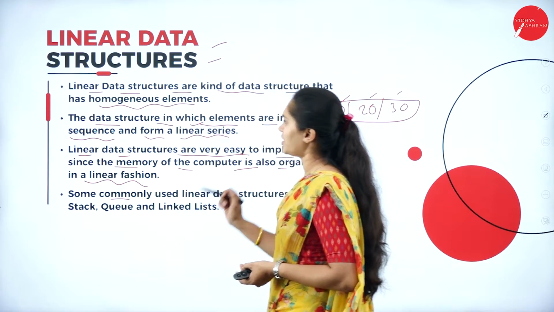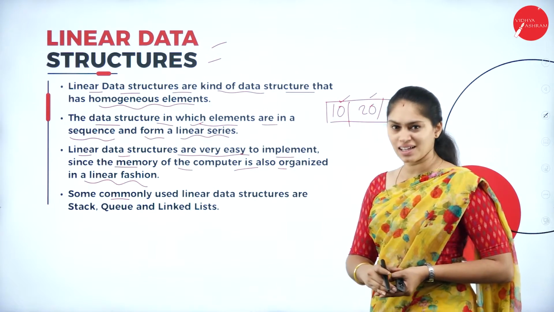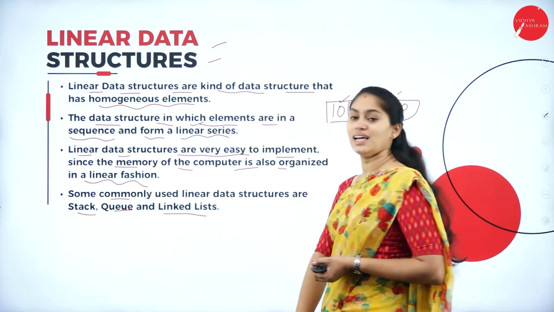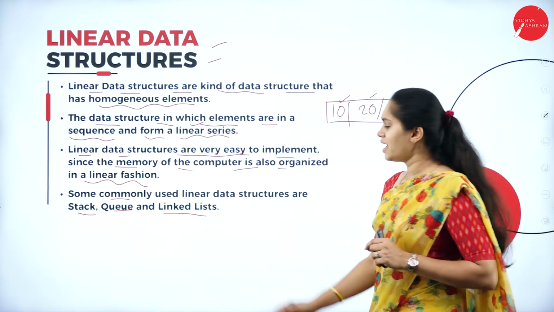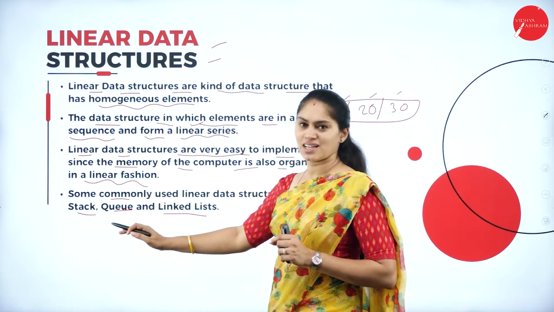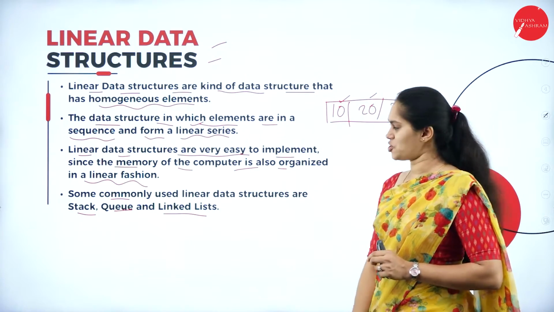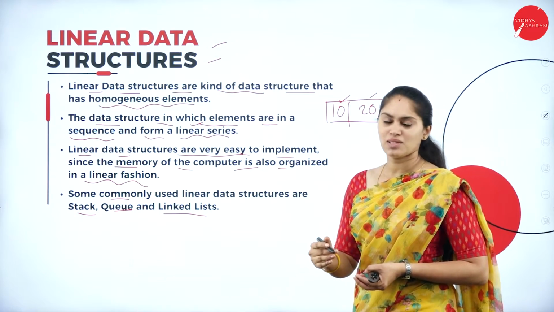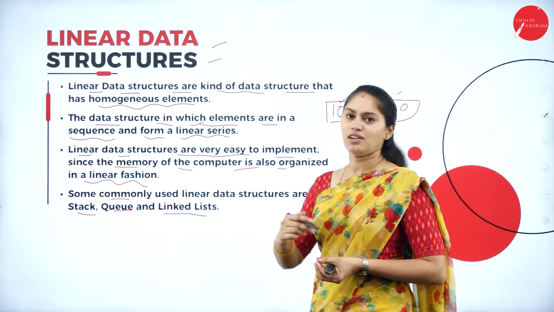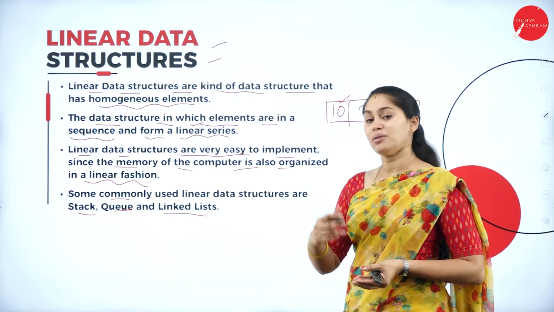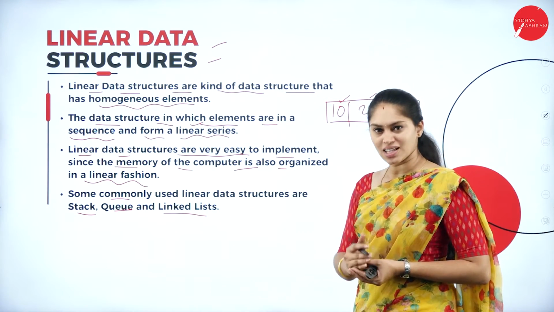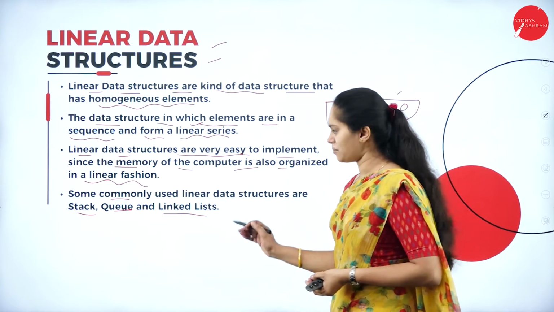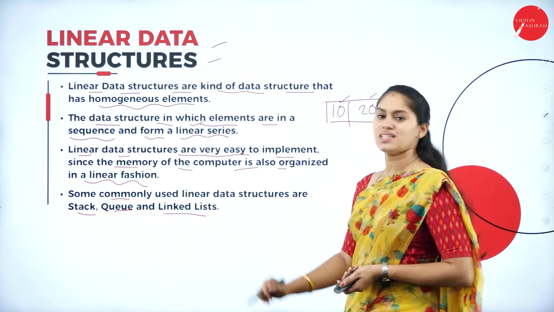Then what are the examples which come under linear? It comprises stack, queue as well as linked list. We are going to learn all three data structures in the coming sessions. As of now, just understand linear in the sense that data elements are arranged in sequence in a linear format, and implementation is easy because the computer's memory follows the linear data structure fashion. Examples are stack, queue as well as linked list.